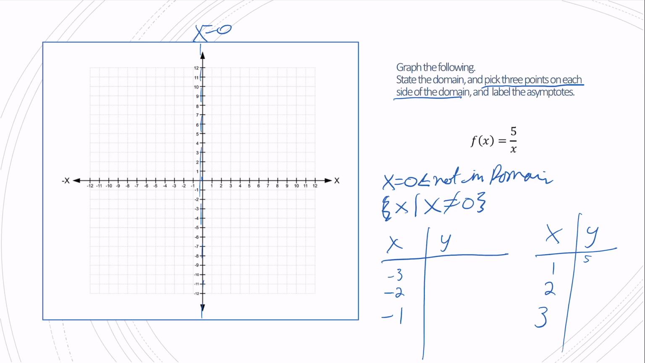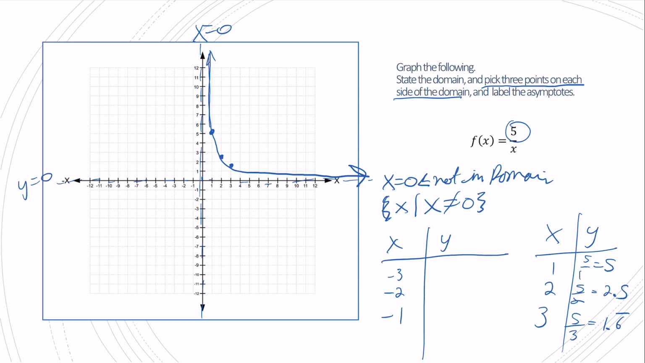Starting with the positive numbers, if I have 5 over 1, that's 5. If I have 5 over 2, that's 2.5. If I have 5 over 3, that's about 1.6, repeating. And I can graph those points. When x is 1, y is 5. When x is 2, y is 2.5. When x is 3, y is 1.6. My function's going to look kind of like this, right? And because my numerator is positive, it can never be equal to 0. So I'd have an asymptote at y equals 0. You'll see a lot more of these in college algebra. I just wanted to make sure everyone had seen them once before you get there.